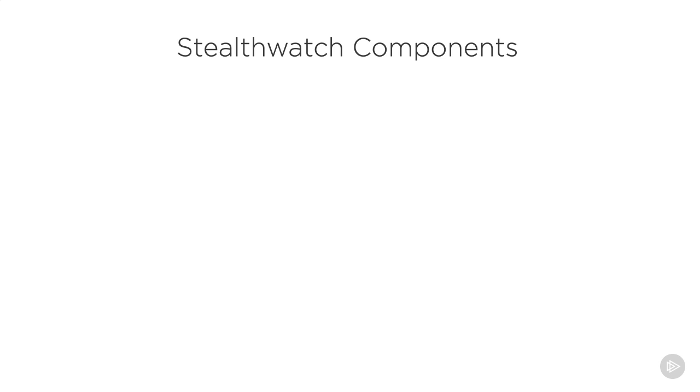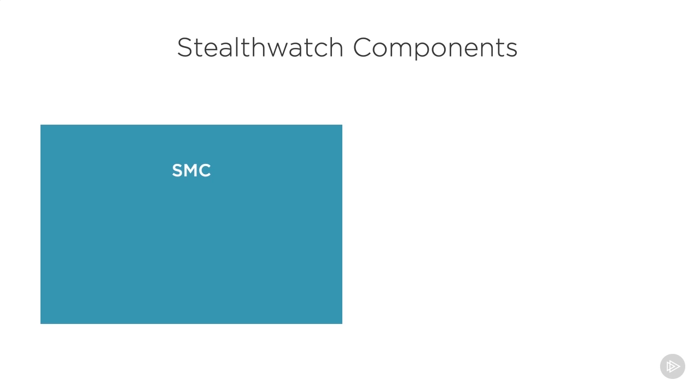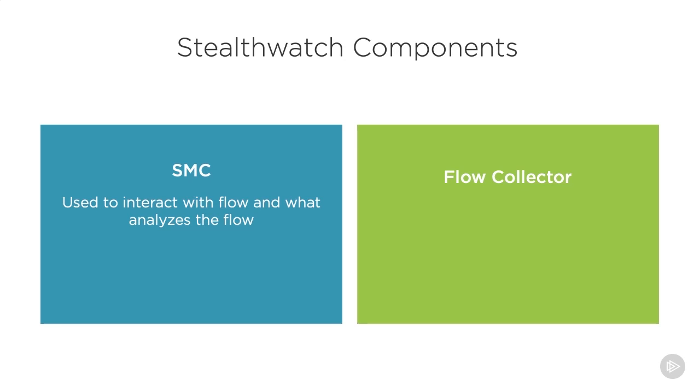So, what are the components of Stealthwatch? First, there's the Stealthwatch Management Console, or SMC. This is the interface that you will be interfacing with. This is what actually analyzes all of the flow that is sent to Stealthwatch and creates the baseline and anomalies. This is where the reports will be run from and what you will use in order to actually see the traffic on your network.